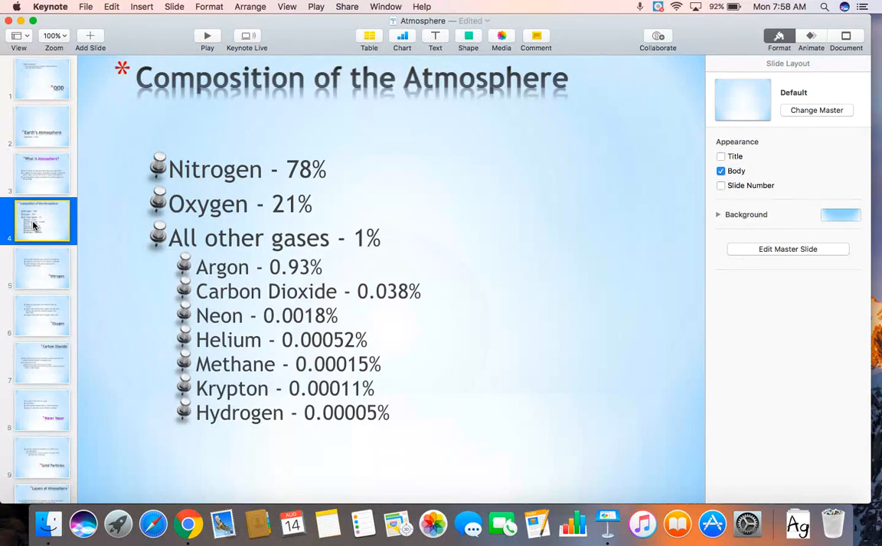Now, big three, as I like to call them: nitrogen, oxygen, and other gases. Make sure that you pay close attention to that. That is going to be something that you're going to see a lot. 78% nitrogen, 21% oxygen, 1% all other gases. Now, the reason that those percentages vary is according to the layers that you're in, and we're going to get into that a little later.